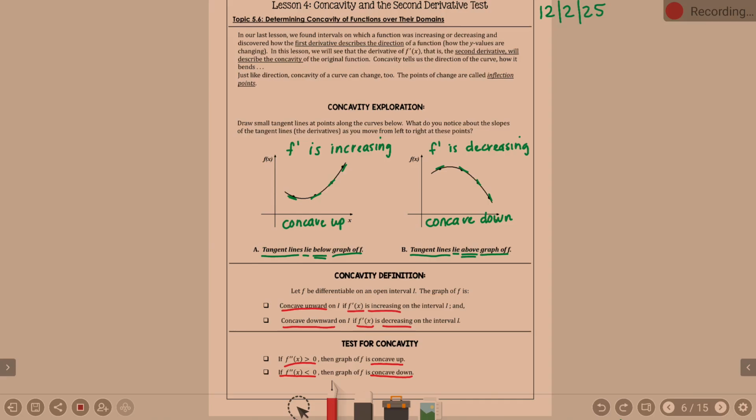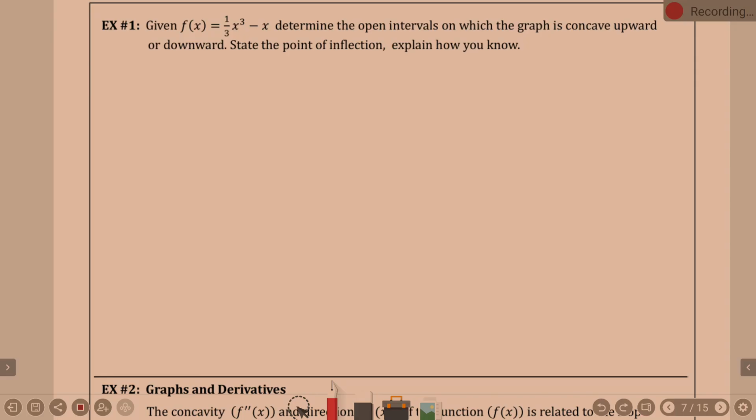So the first derivative being positive or negative tells me if my original graph is increasing or decreasing. The second derivative tells me if my original graph is concave up or down. Okay, so let's go look at an example of how we apply this.